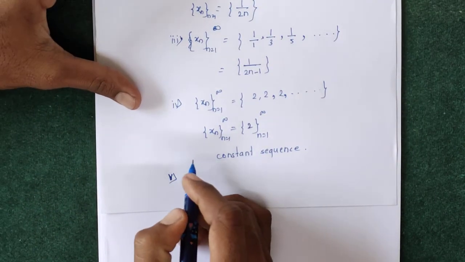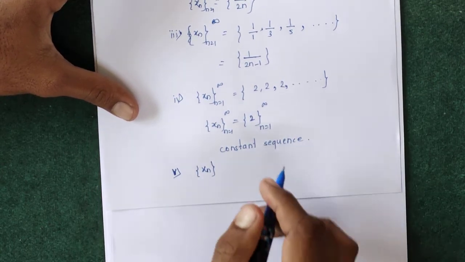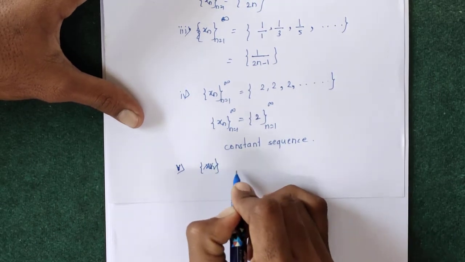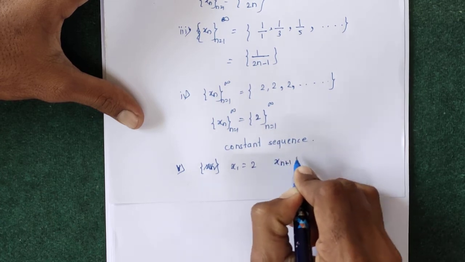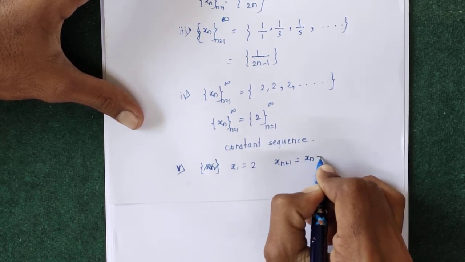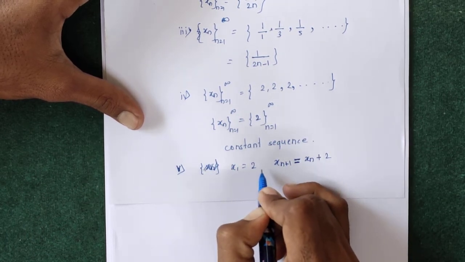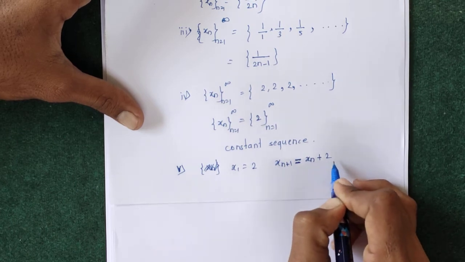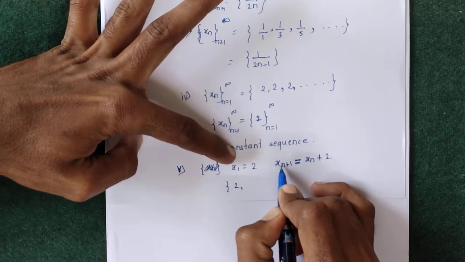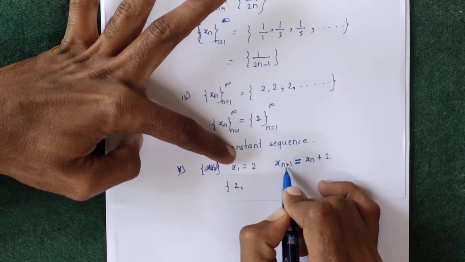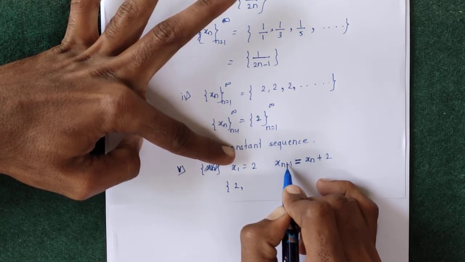Suppose the sequence xn is given in this manner: x1 is equal to 2, and the other elements are given by xn plus 1 is equal to xn plus 2. The first element of the sequence is 2, and the other elements are of the form xn plus 2. To find x2, we put n equal to 1, then x1 plus 1, so x2.